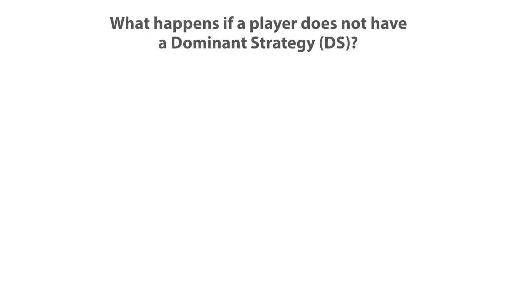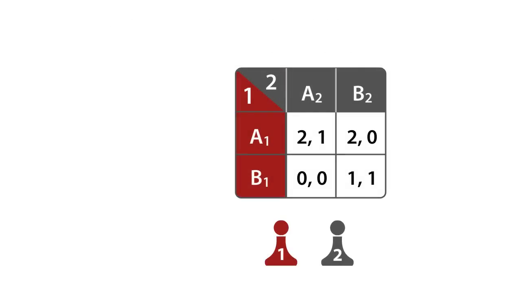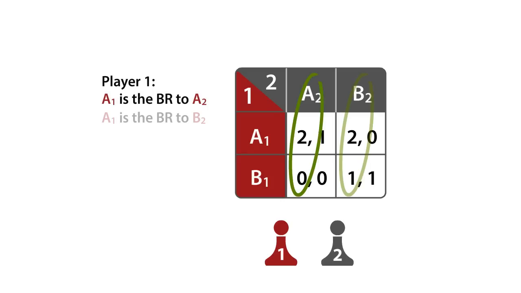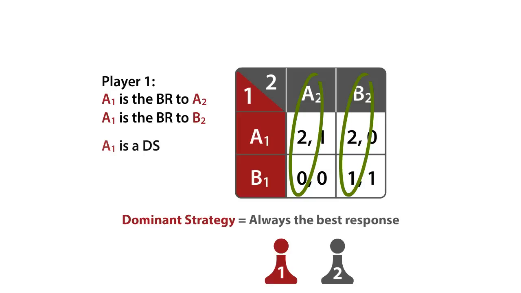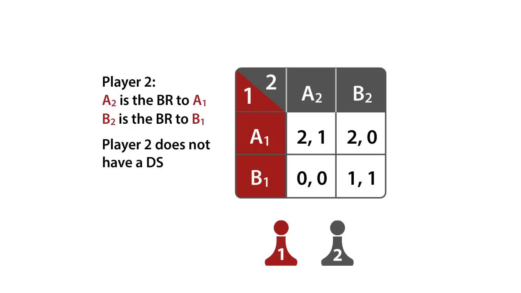So let's begin with a game where at least one player doesn't have a dominant strategy. In this game, we'll see that player one, in fact, does have a dominant strategy because A1 is the best response to anything player one thinks player two might do. And remember, that's the idea of a dominant strategy. A strategy is dominant if it's always a best response. So this guy does have a dominant strategy, but player two does not. For player two, what he should do depends on what he thinks player one's going to do. A2 is the best response to A1, but B2 is the best response to B1. He needs to know what player one's going to do before he can decide what he should do. So he doesn't have a dominant strategy.